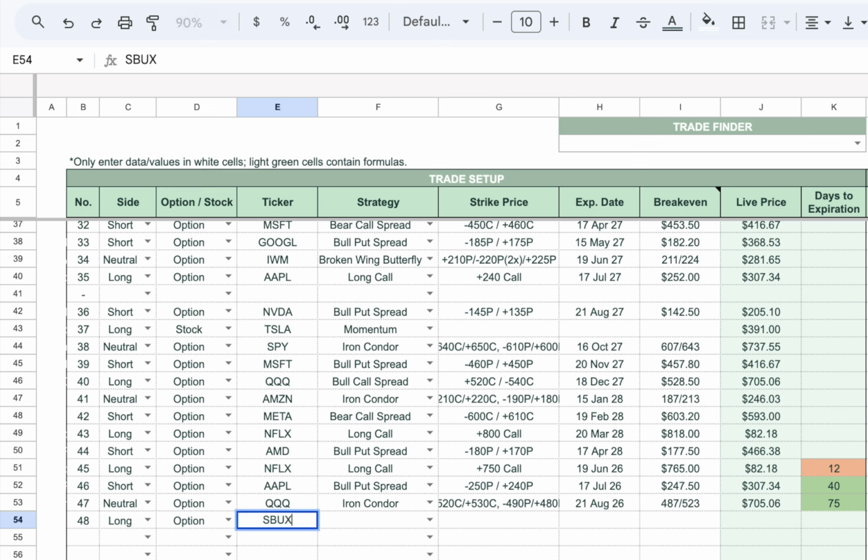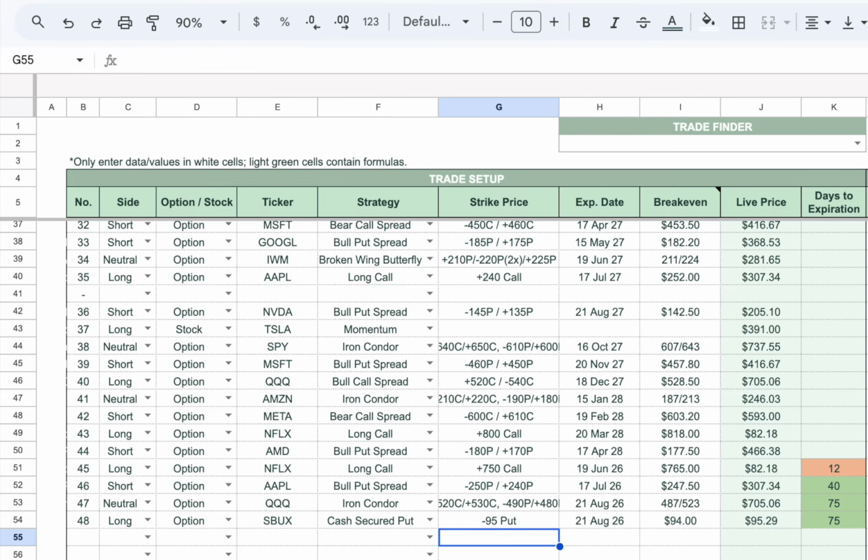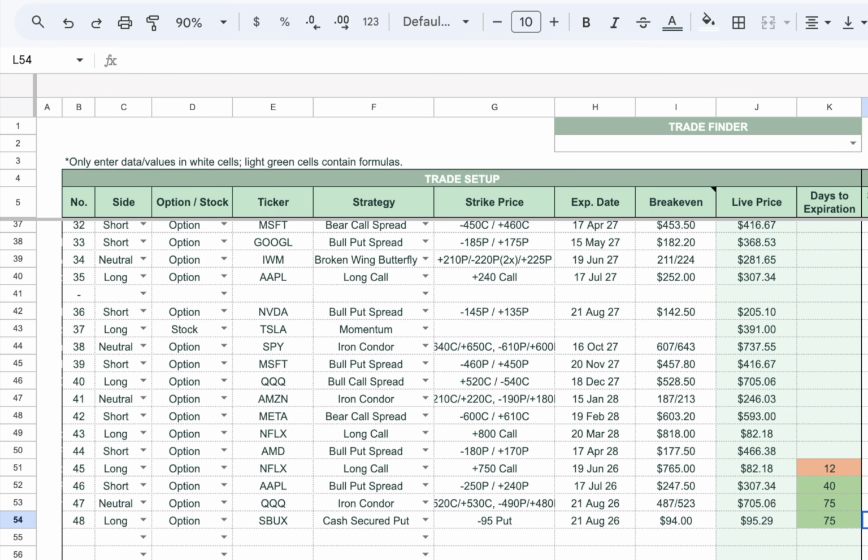Next, enter the ticker symbol and select the strategy used. For options trades, enter the strike price, expiration date, and break-even point at expiration. If you are trading stock, you can simply leave those fields blank. The days to expiration column will automatically display the number of days remaining until expiration for open positions, while the live price column displays the latest market price of the ticker.